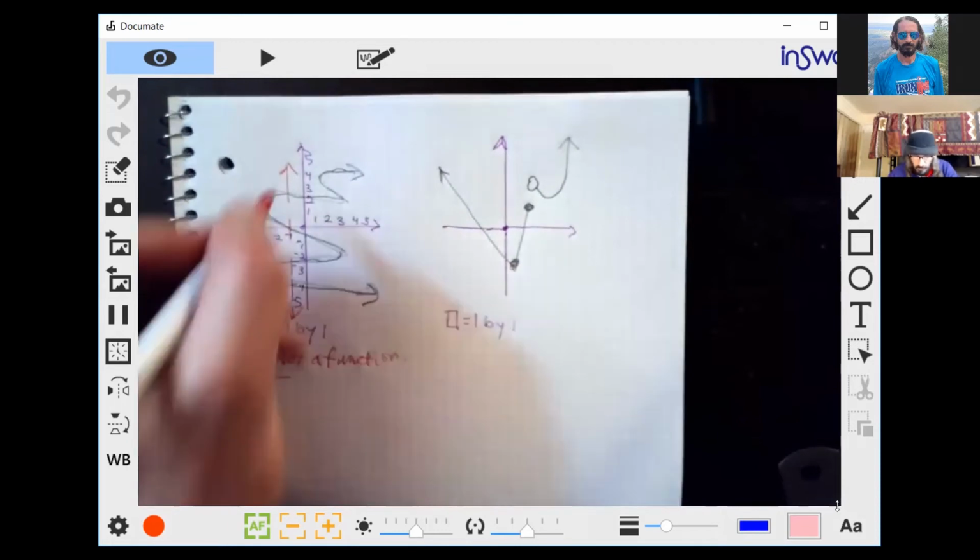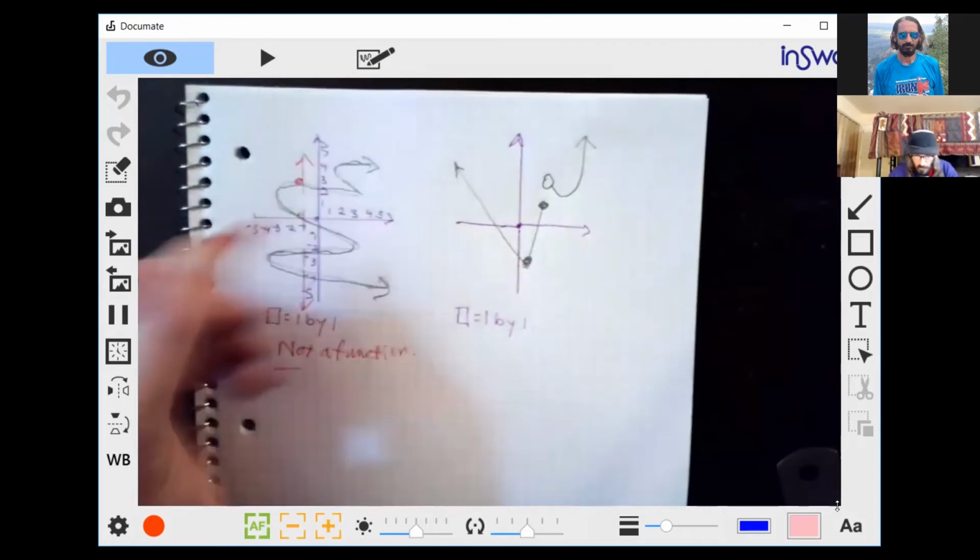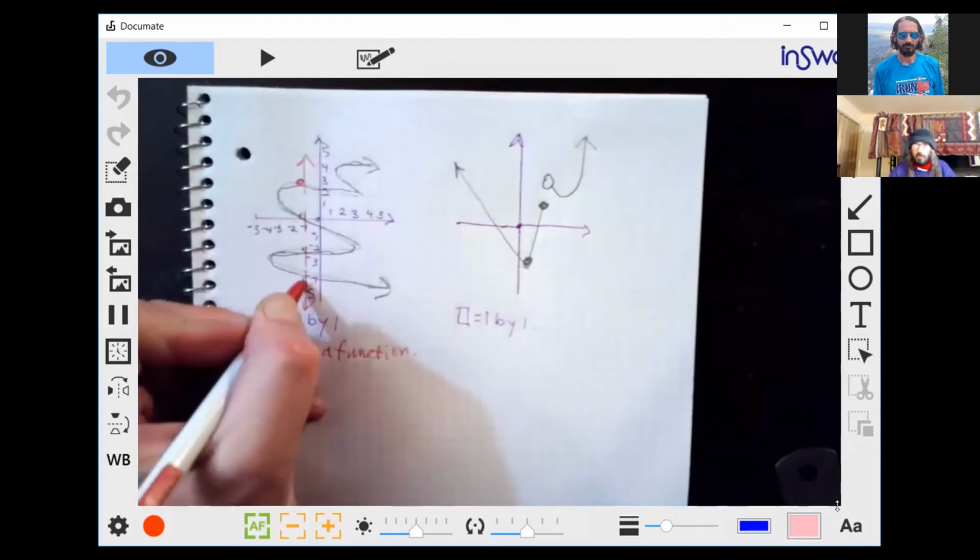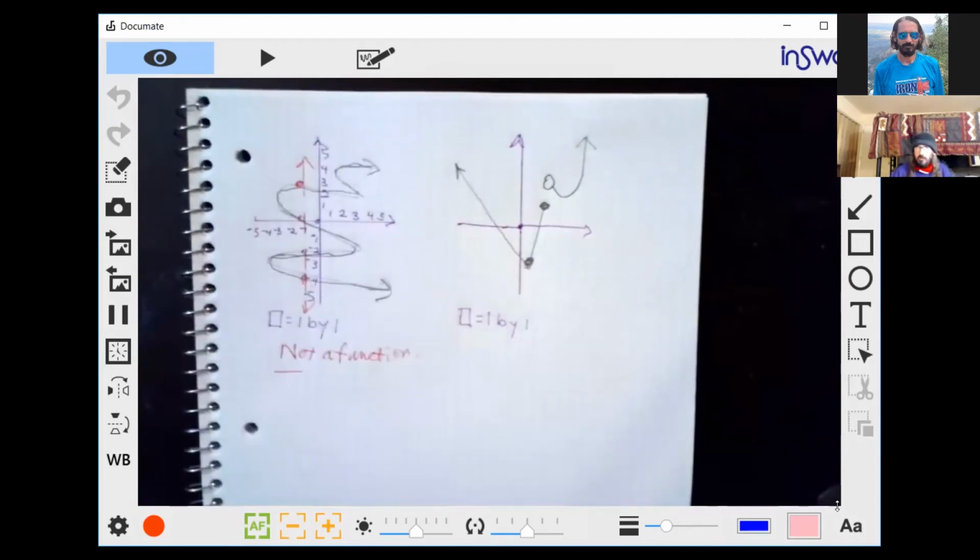In this case, we've got it crossing at one spot 4 times. You should show the vertical line that crosses more than once. One person might find one vertical line crossing more than once, another one might find a different one, but show that. Convince your teacher, convince your peers.